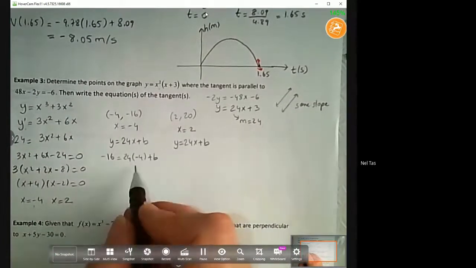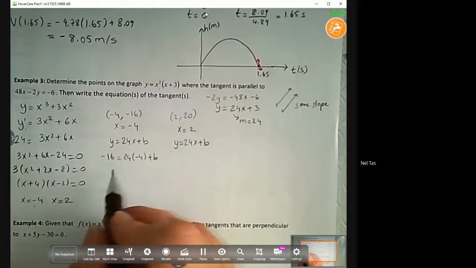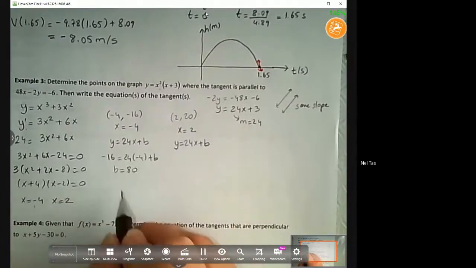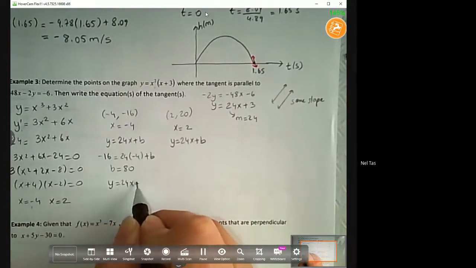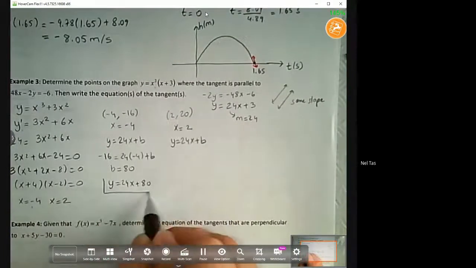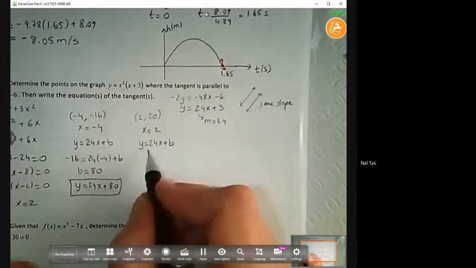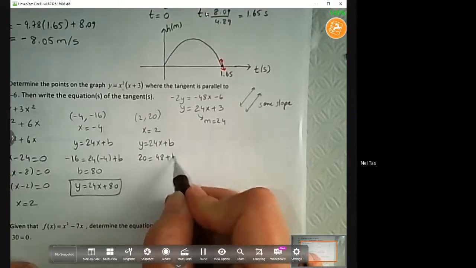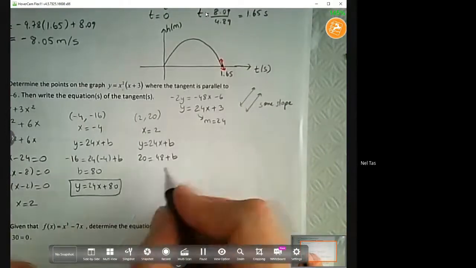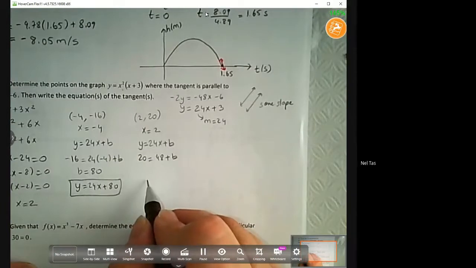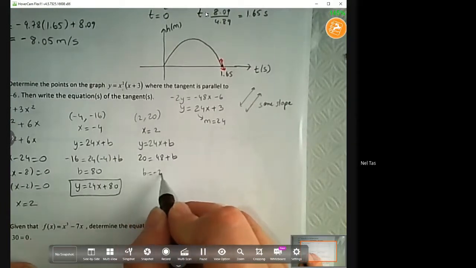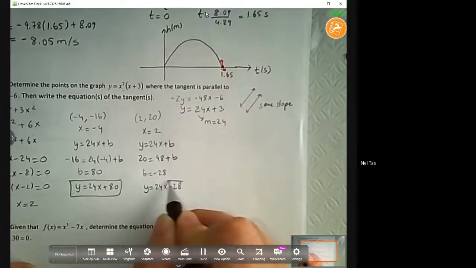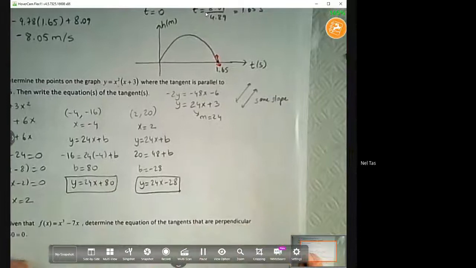That will give you 80. Okay, so b equals 80. So y equals 24x plus 80 is one of the equations. And the other one is 20 equals 24 times 2, which is 48, plus b. Looks like b is negative 28. So y equals 24x minus 28 is the other tangent.